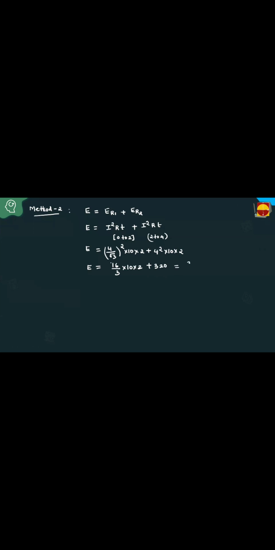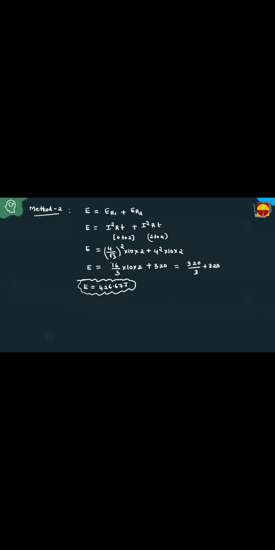This is equal to 320 by 3 plus 320. Are you getting the same answer or not? Then what is the energy dissipated? The energy dissipated by the resistor equals 426.67 joules. Are you getting the same answer, sir? This method you have to follow. Better to follow this method.